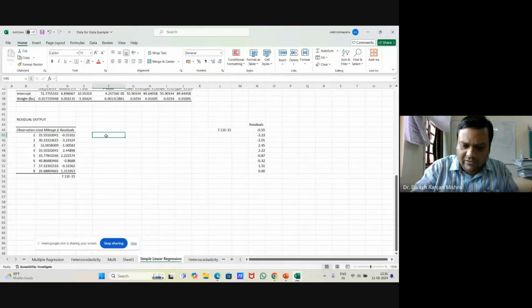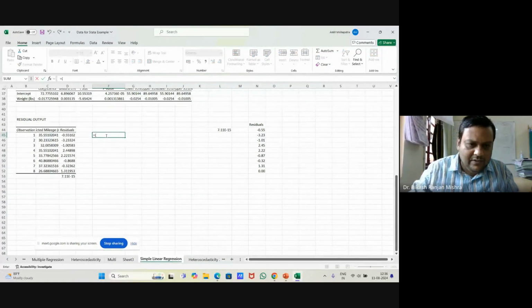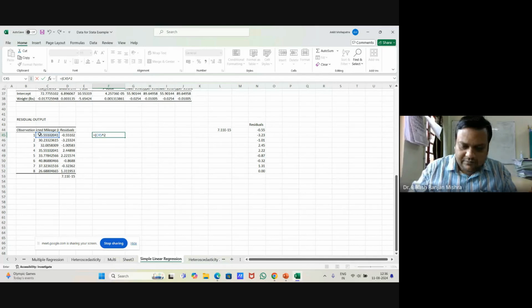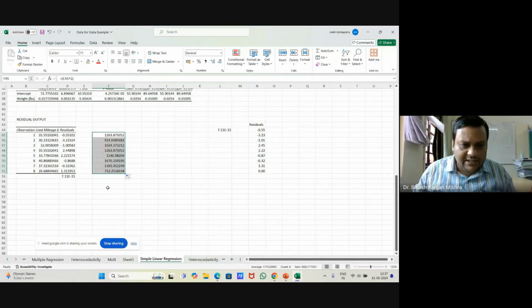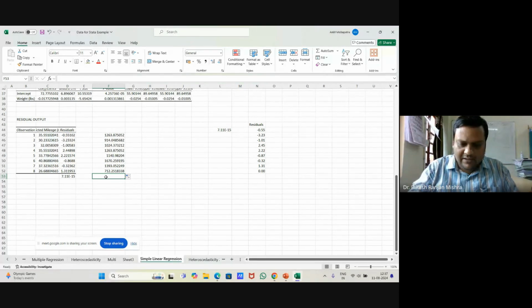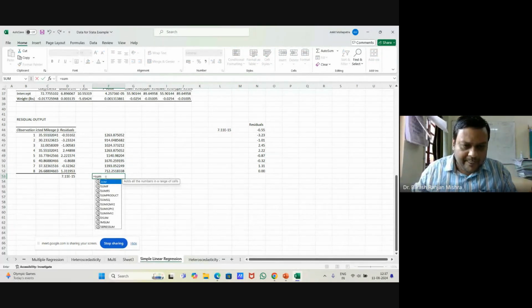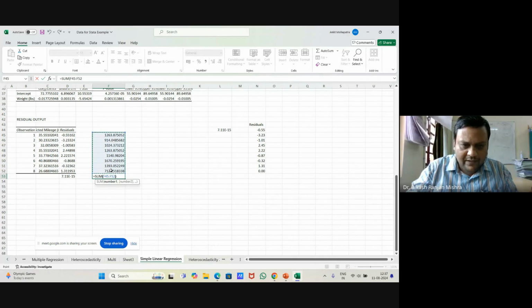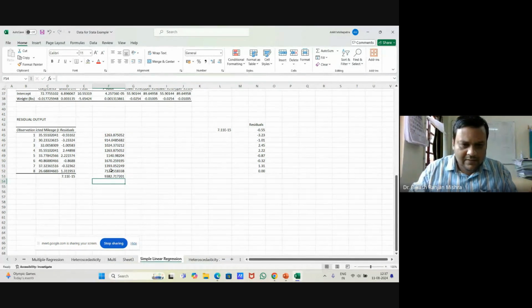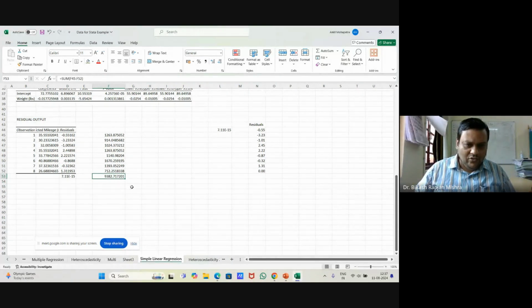Let me do that part for you. Equal to bracket start this part, raised to the power 2, bracket close, end. Now if you add them together, this is the entire sum of square. If you want to find this sum of square, equal to sum total of it, bracket close, then this becomes 9382.71.